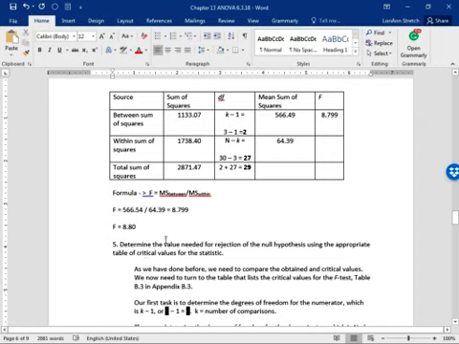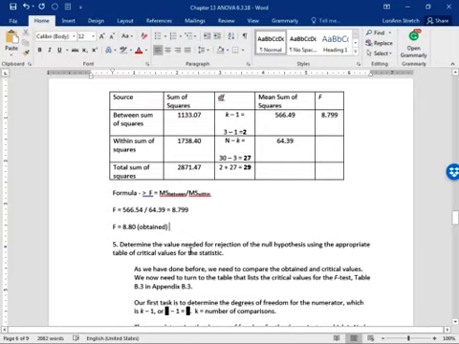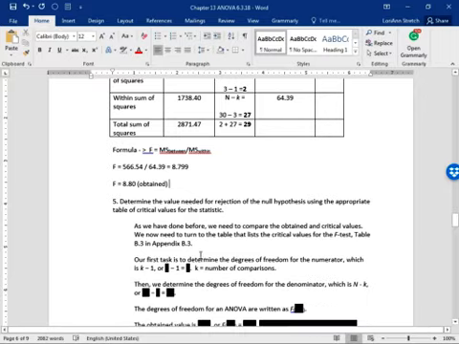Now we need to determine our critical value, right? This is our obtained value. This is what, with the sample that we have, this is the F score that we obtained. Now we need to know the critical value. And just like we've done in the past, we're going to go to that appendix. We're going to go back to Appendix B of our textbook. This time we're going to be using the F statistic table.